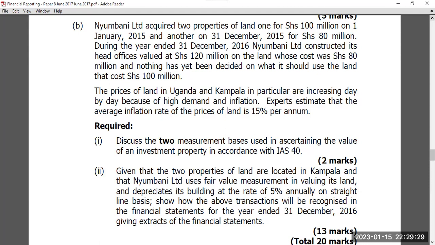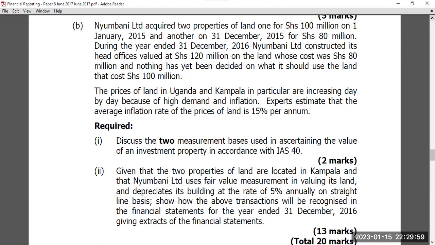Then when you try to look at this in this Roman 2, they gave us the measurement bases they used. They said they are going to be using fair value. But I want you to understand something. They have told us that they are going to be using fair value as the measurement base.